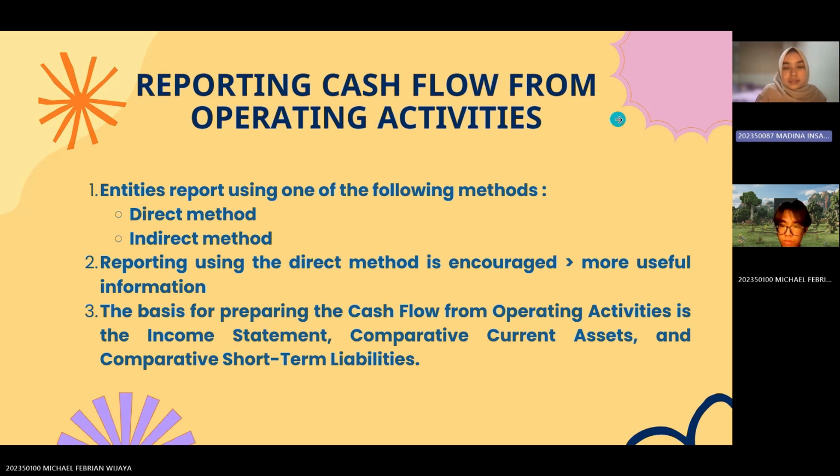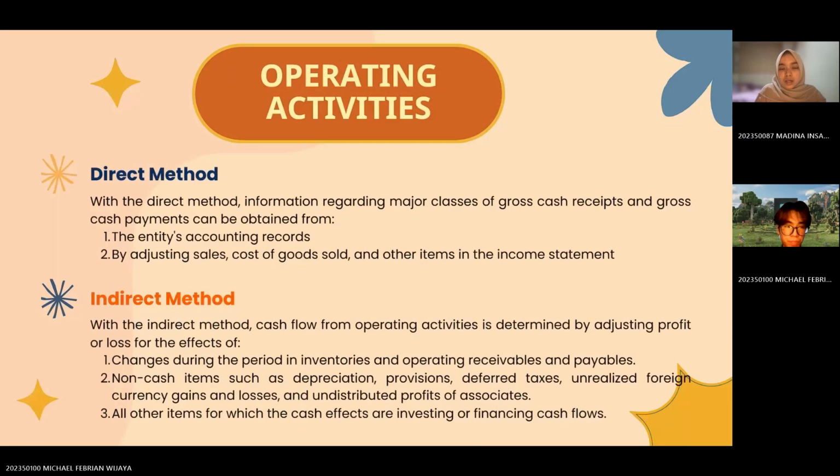Okay, next. Operating activities. Direct method is the method where information regarding major classes of gross cash receipts and gross cash payments can be obtained either from the entity's accounting records or by adjusting sales, cost of goods sold, and other items in the income statement.